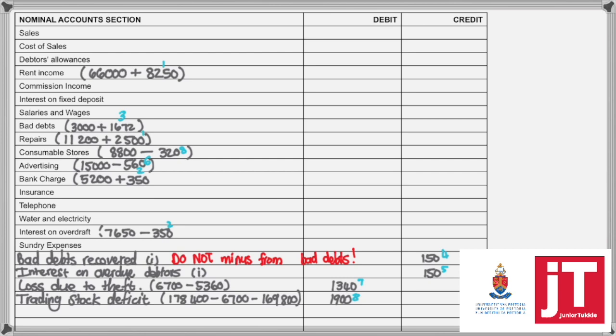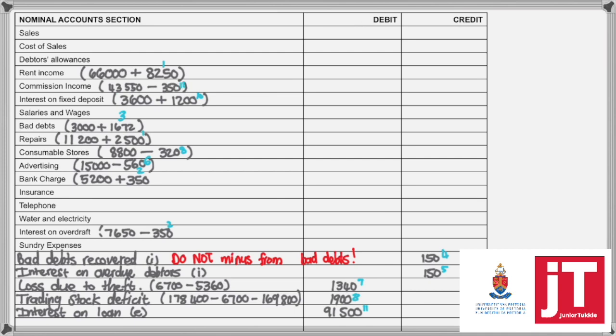Then number 9, interest on loan. So interest on loan must be recorded, and there was no account for it previously, so I need to just add it in. Interest on loan, total 91,500 Rand. Number 10 was interest on fixed deposit. So interest on fixed deposit was still due, so I need to just add the 1,200 Rand to interest on fixed deposit. Number 11 was commission income received in advance.